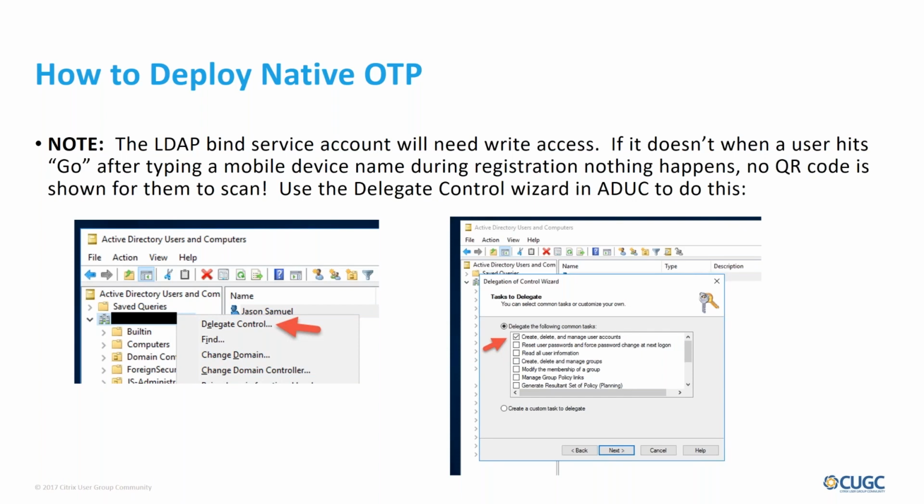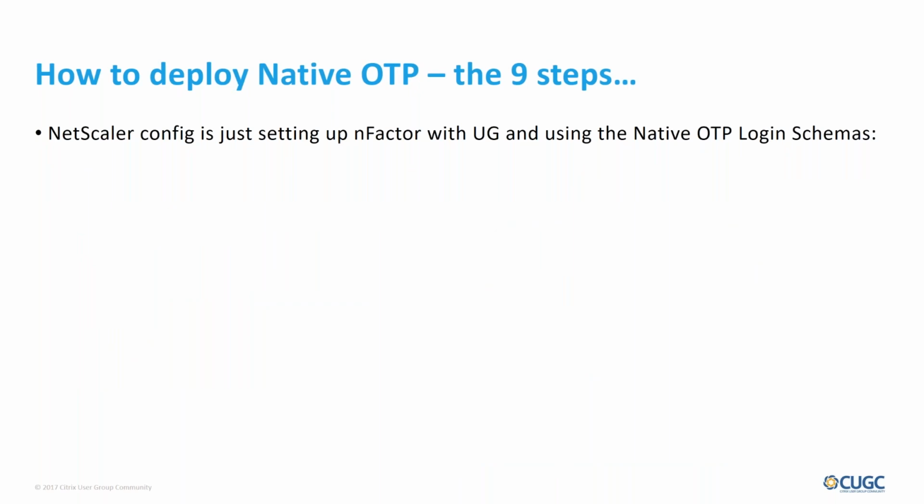Note, because of this, the LDAP bind service account will need write access in order to be able to put that secret key in there. If it doesn't, when a user hits go after typing in that mobile device name during that registration phase, nothing will happen. No QR code will actually show up for them to scan, and you'll be kind of banging your head against the table. What's going on here? Well, the problem is that service account doesn't have the rights. So you have to go into ADUC, use the delegate control wizard, and then give it rights to do this. And you can be pretty granular there. I just gave it the create, delete, manage user accounts on the OU that my users were in.